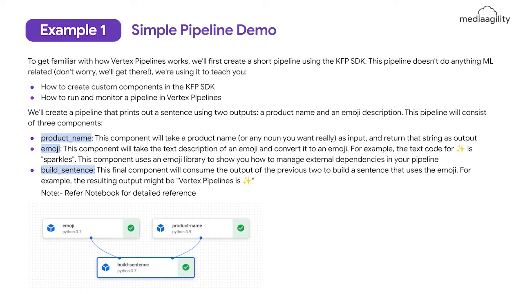So the output from both of these components will be passed to the build sentence component. This component is going to process the inputs received from these two custom components and return the resultant string. The Vertex pipeline is this. So now take a look at this and how it works.